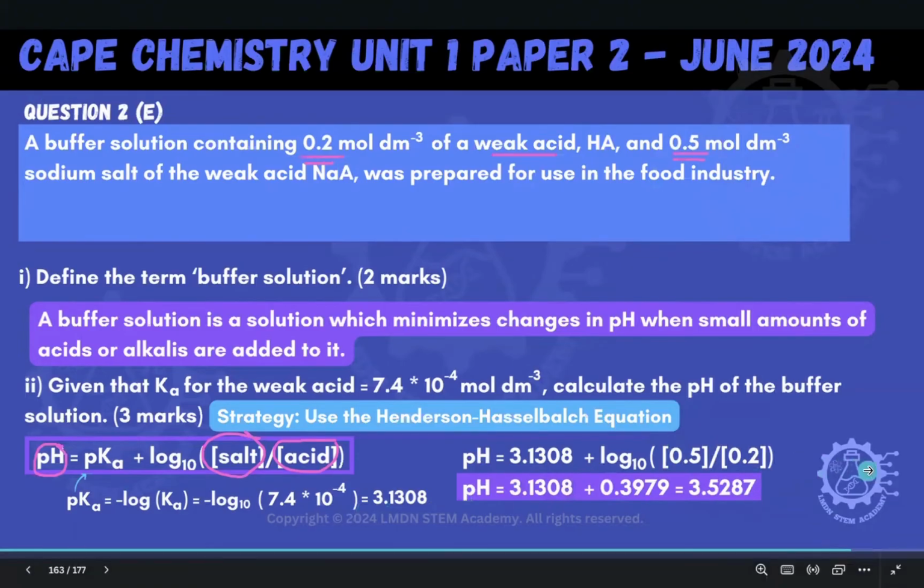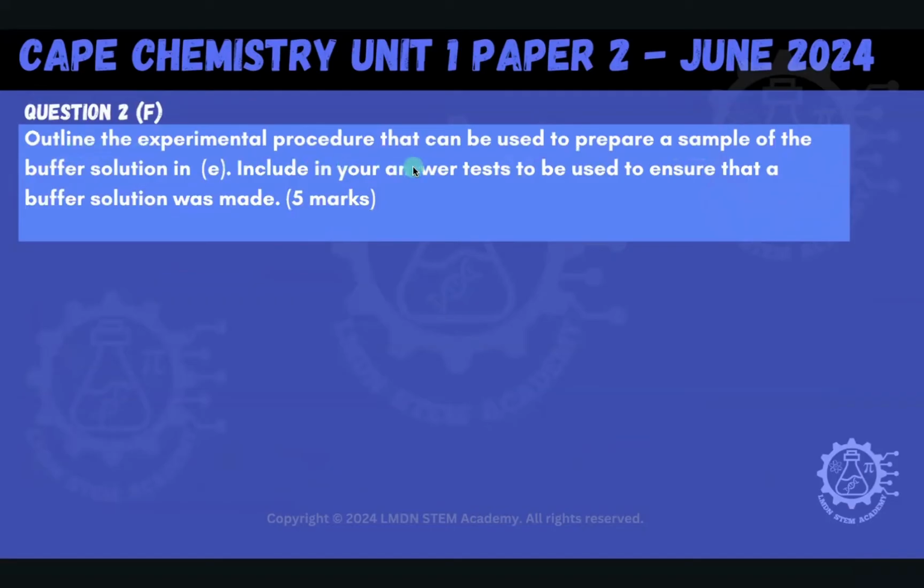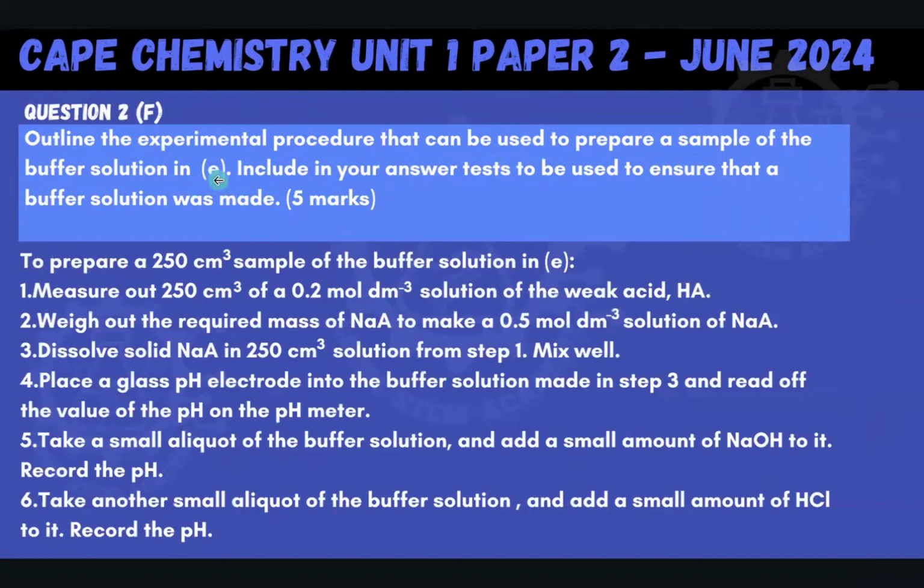So let's go ahead now. Outline the experimental procedure that can be used to prepare a sample of the buffer solution in E. Include in your answer tests to be used to ensure that a buffer solution was in fact made. So here are some steps to prepare a sample. Let's imagine we're preparing a 250 cm³ sample of the buffer solution, a fairly small volume. First of all, we need to measure out 250 cm³ of a 0.2 mol per dm³ solution of the weak acid. Let's imagine we have this solution in our lab at this concentration. We take out 250 cm³ of it.